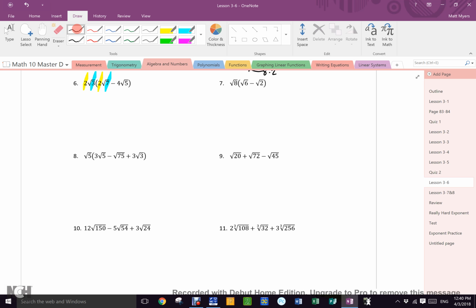What's the first one going to be? Just that part. What's that part going to be? 4 root 21. Then, does it matter for this? Bed mass totally matters for this. Don't you have to do brackets first? How can you put those together? They're not like terms. So you have to distribute, like you learned in grade 9.